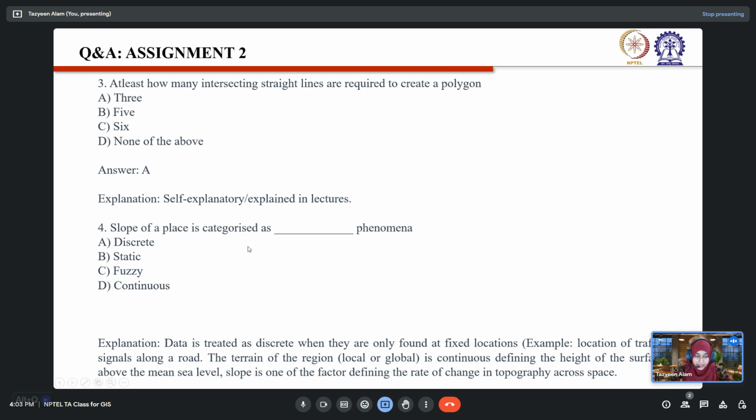Fourth, slope of a place is categorized as dash phenomena: discrete, static, fuzzy, continuous. So your answer is D, that is continuous, because data is treated as discrete when they are only found at a fixed location. So we can take a specific example of location of traffic signals only along a road. So the terrain of the region, at local or global scale, is continuous, defining the height of the surface above the mean sea level, and slope is one of the factors defining the rate of change in the topography across space.